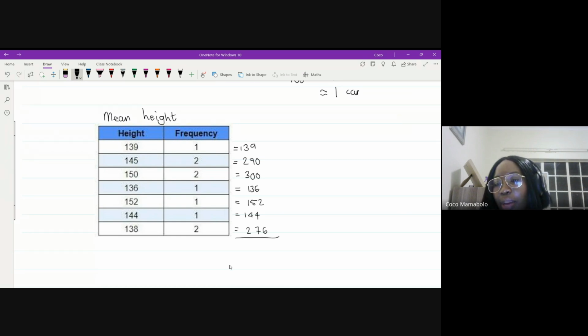Somebody give me an answer here. How much did we get? If we add all of that up together, we get 1437. Thank you, Kulani. And we're going to divide this by how many learners there are in this class. How many learners do we have? We have 10 learners. So we're going to take 1437 divided by 10. And that would give us an average height of 143,7. We'll just say centimeters.